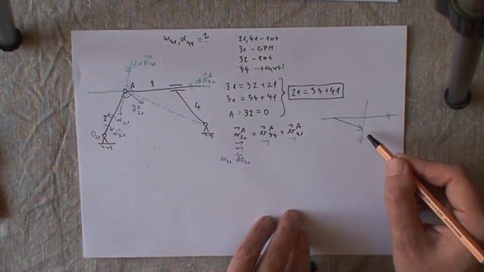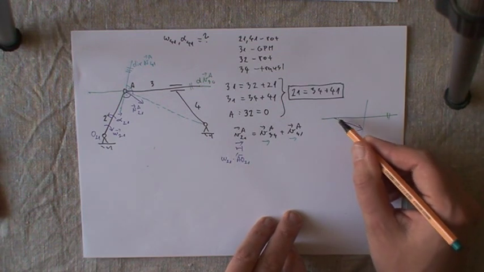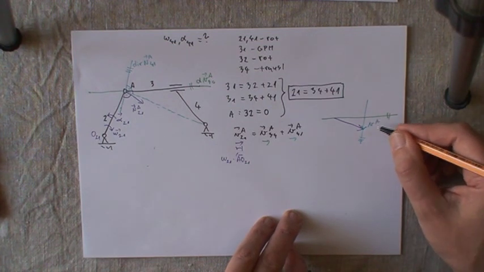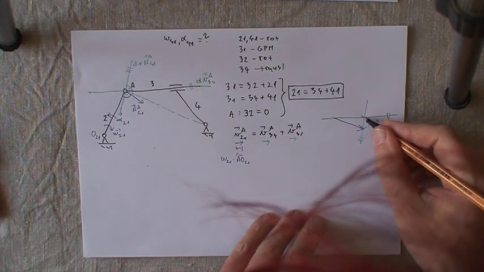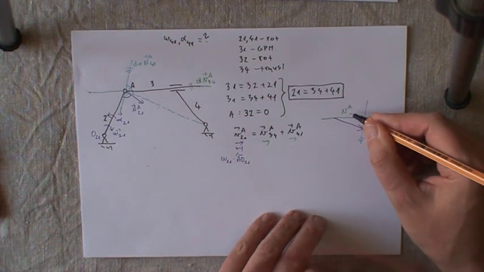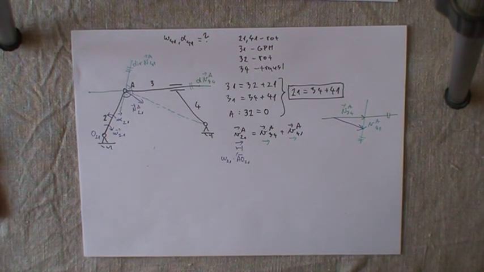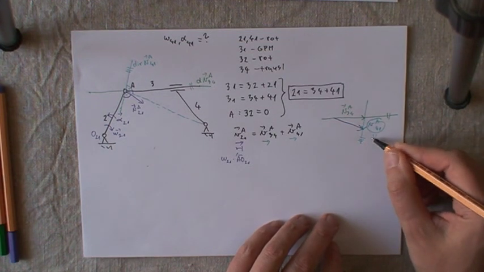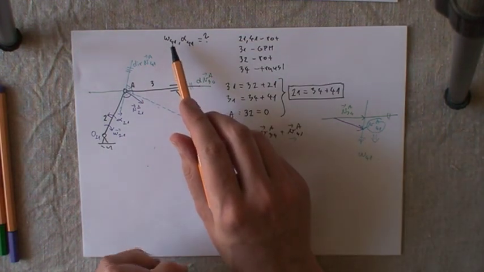Okay, so this one is VA21 and it equals those two, so we know directions. So this is VA41, and that is what is of our interest, right? This is VA34. So from VA41, now we know how big it is, right? And from here we can calculate omega 41, which is something we want to find out.